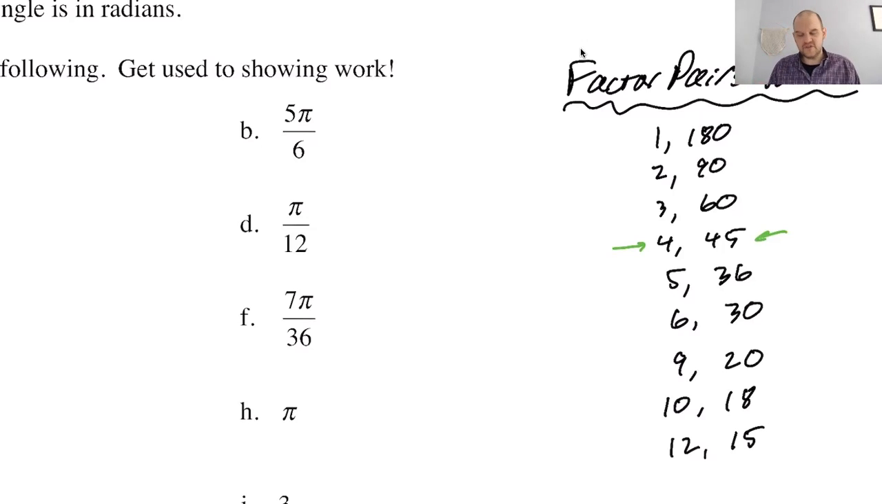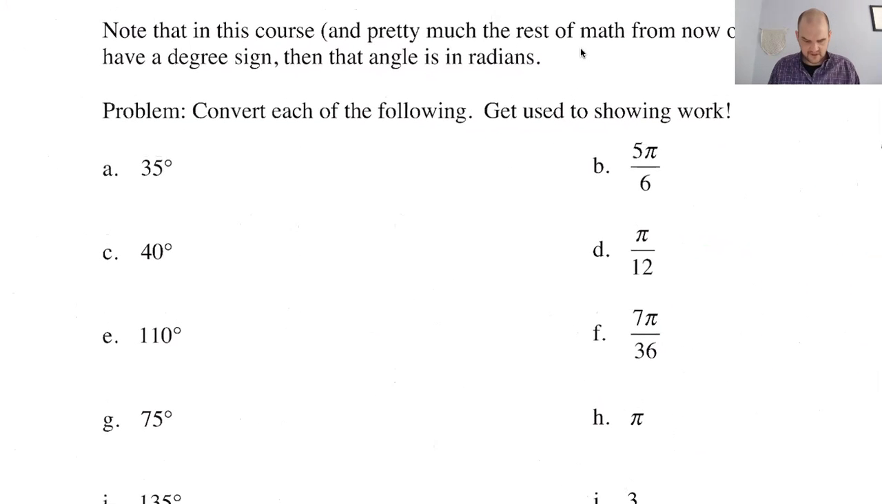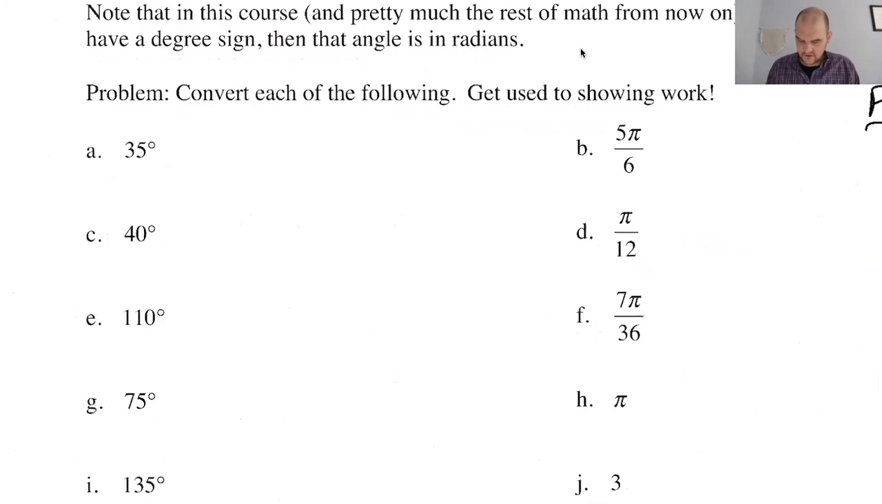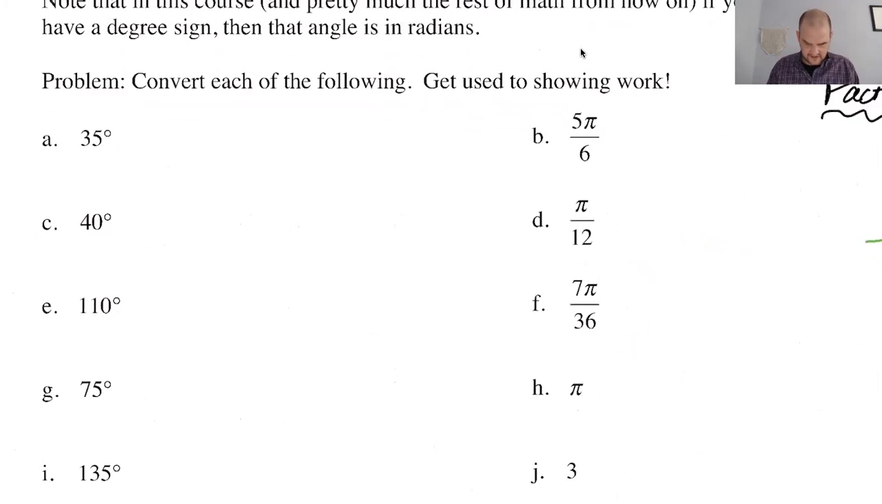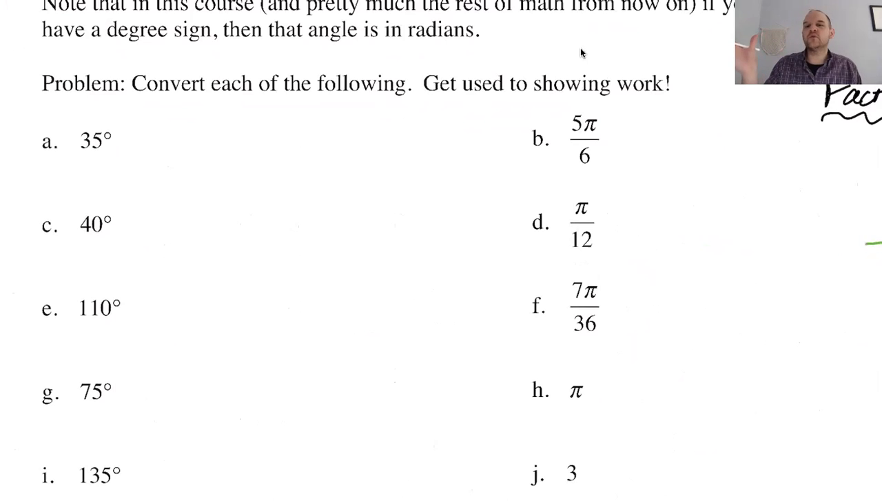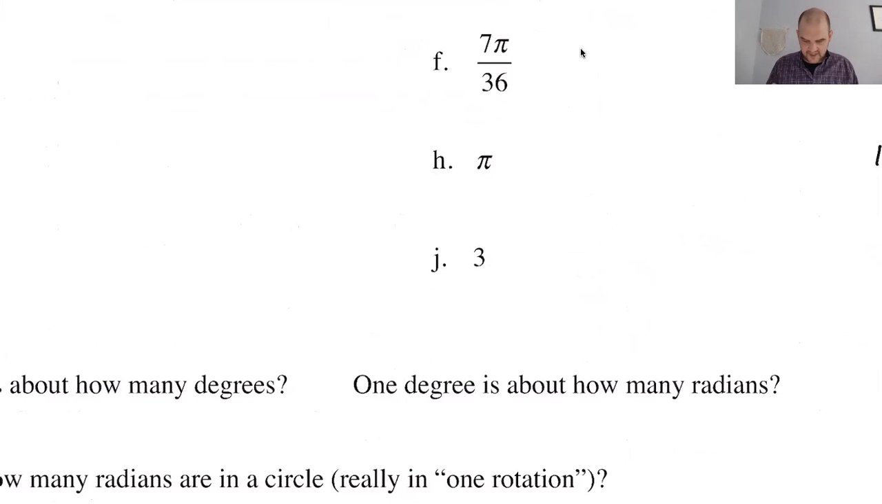Now, why is that useful? Well, because we are going to convert these. If there's a degree sign, it's in degrees. If there's not a degree sign, it's in radians. So basically the second column looks like it's all in radians. So 5 pi over 6, normal radians, got a pi. Pi over 12, normal. 7 pi over 36, normal. Pi, totally normal. 3, really weird. There's no degree sign.